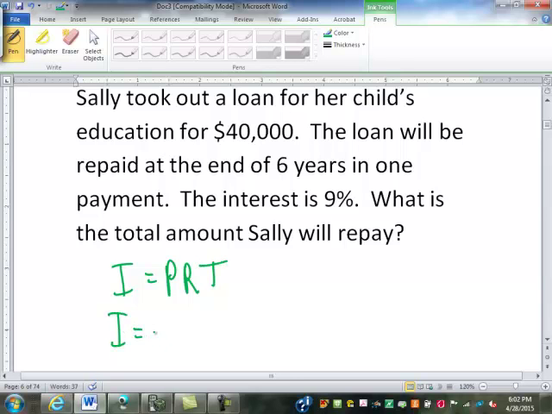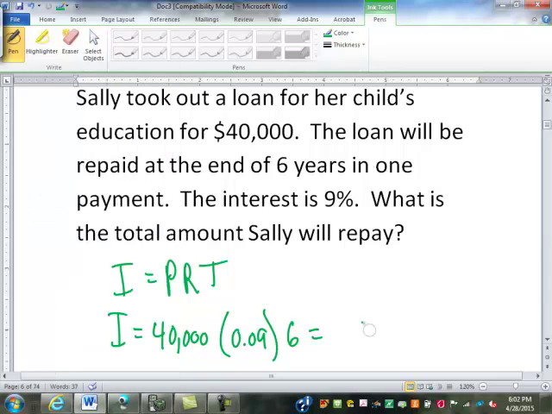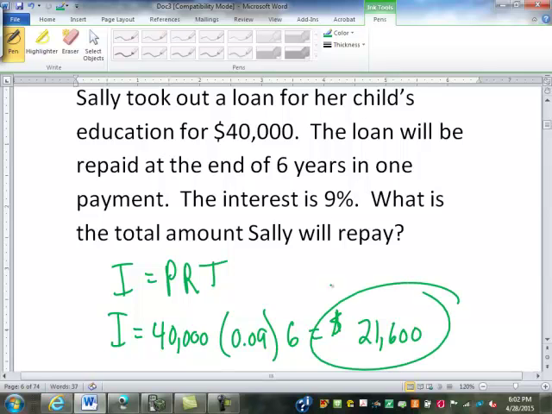So what's the principal? 40,000 times 0.09 times 6. So 40,000 times 0.09 times 6 is 21,600? Is that our answer? All done?